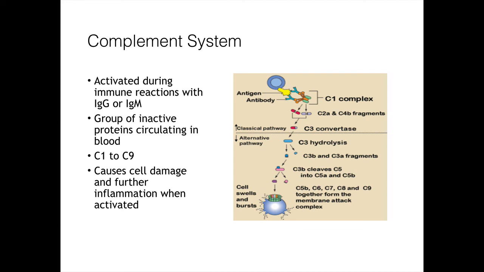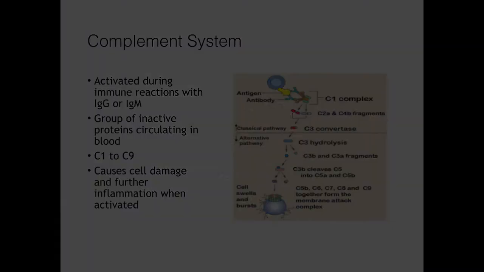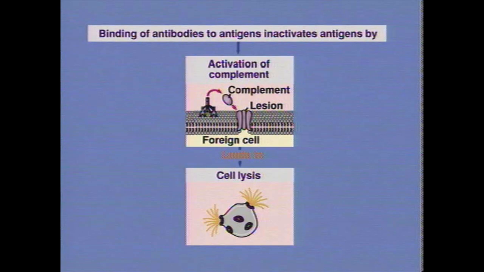So that's complement. All right, so I'm going to show you that picture. Here we have the activation of the complement cascade, and then ultimately the complement proteins are going to be activated. They're going to pop a hole in the cell, form a membrane attack complex, and also cause that cell to lyse.